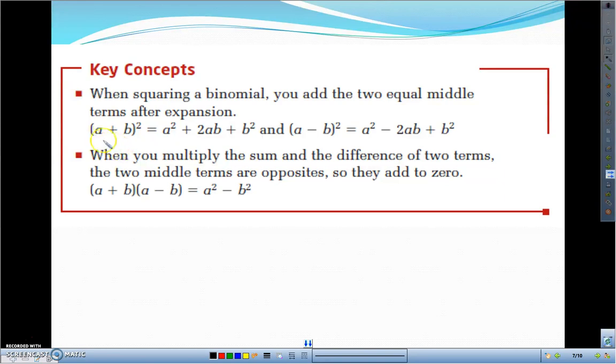Whenever we've got something in the form of this (a plus b), where's my highlighter? Oh, it doesn't want to highlight. Oh, I just have to push harder. Whenever we've got this (a plus b) squared, it's going to be equal to these things here. And I'd recommend that you put this into your notes. a squared plus 2ab plus b squared, and then on the other side we've got (a minus b) squared, and it equals a squared minus 2ab plus b squared.